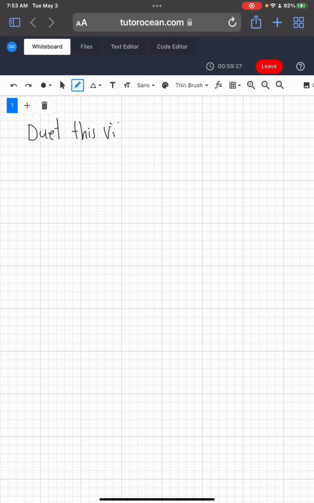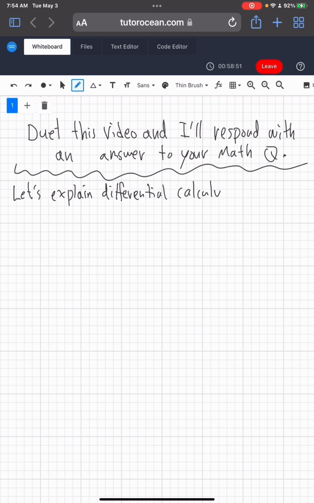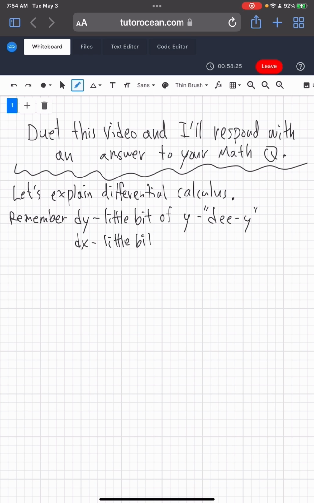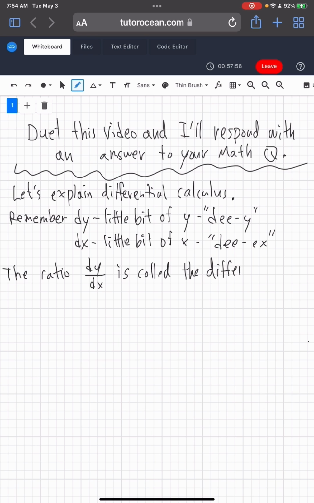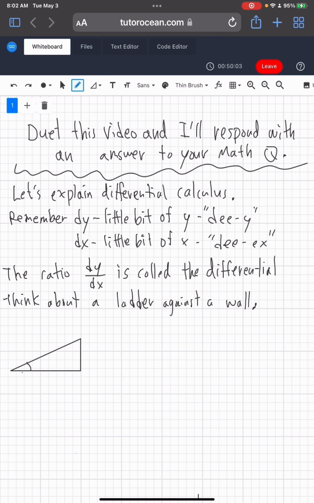Let me explain differentiating in 60 seconds. Remember in my last video that dy means just a little bit of y, and dx just means a little bit of x. Well, the ratio of the two is called the differential. That's all it means. Think about x as the base of a ladder from the wall, and y is the height. What is the change in height from the change in base? That's represented by dy over dx.